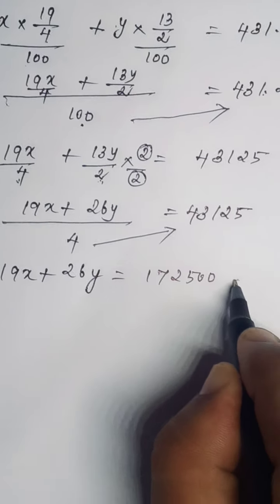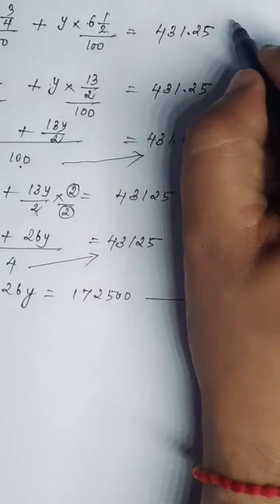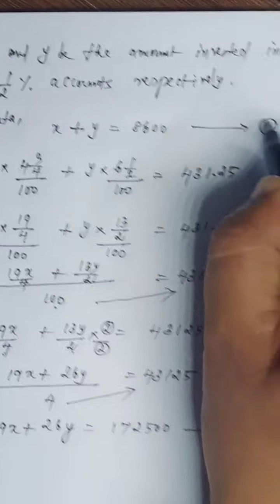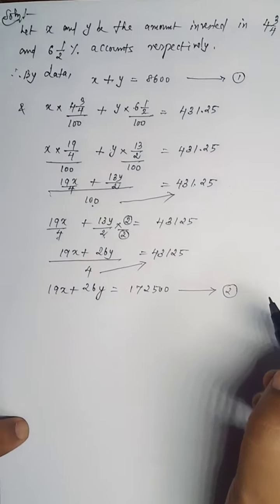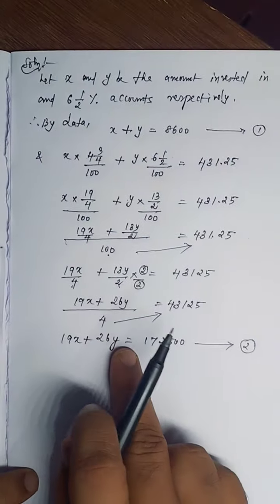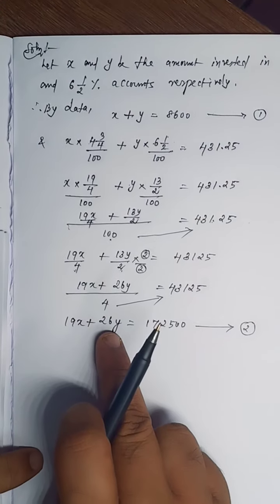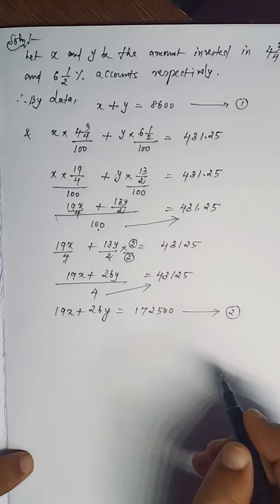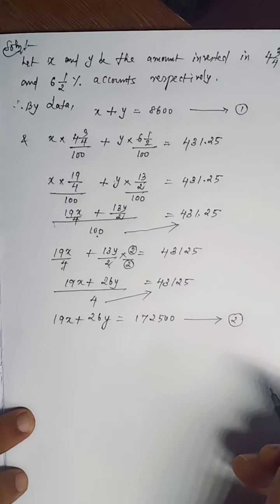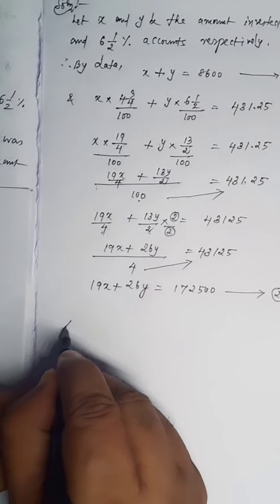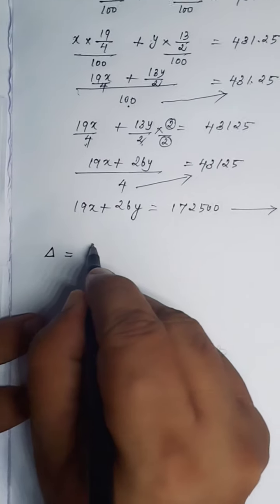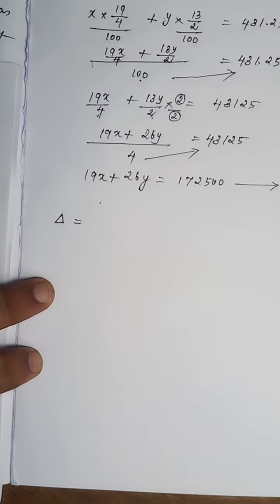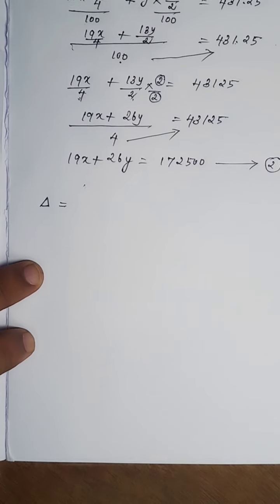Now we have two equations. This is the first one and this is the second equation. Now we have two equations, two unknowns. What are they? X and y. Now we are going to solve these two equations by determinant method, that's the Cramer method. So start with the delta. Delta, that is a 2/2 minor.